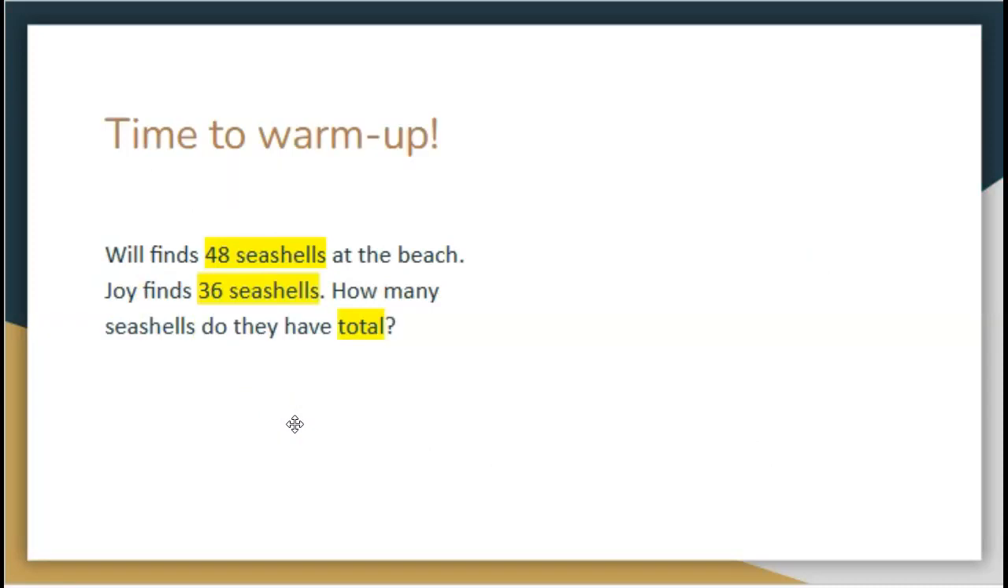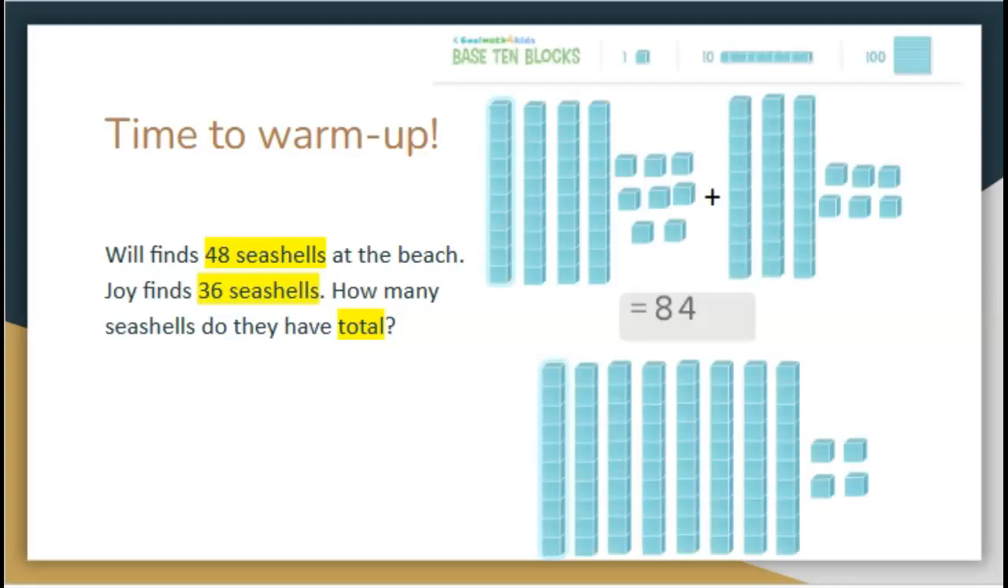So, the key details I underlined were 48 seashells, 36 seashells, and total. Now, these details tell me that I have to add using the numbers 48 and 36. Now, using my digital base 10 blocks, I created the problem that says 48 plus 36 equals 84.